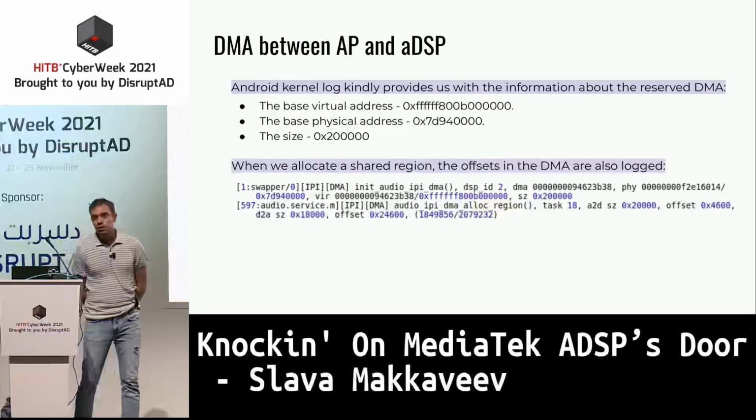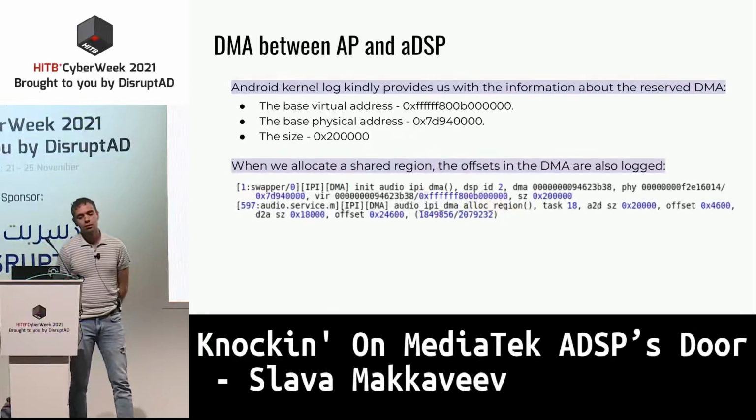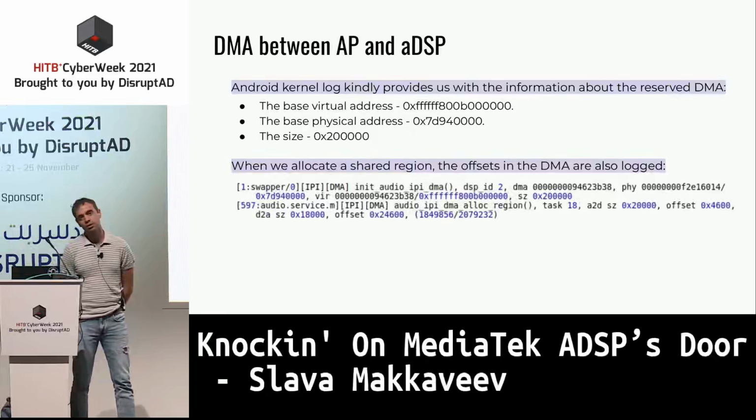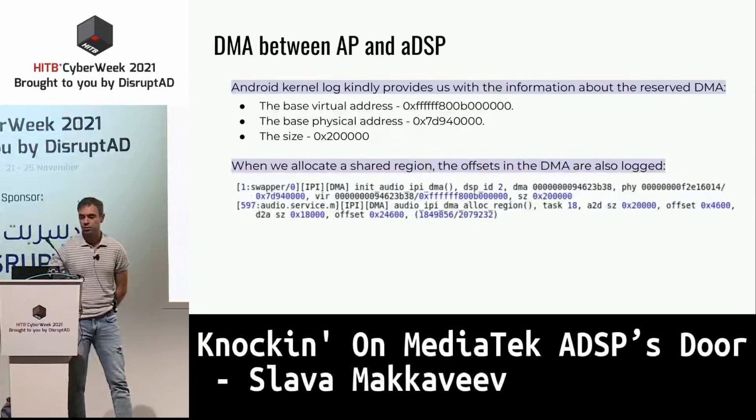Now I will say a difficult thing. The physical address of the shared region, calculated as the base address of the DMA memory plus the offset of this shared region in the DMA, is persistent on the device. It means that if we reboot the mobile phone and then ask to allocate the same shared region, we will get the same physical address. So it's very good, and I will use it in one of the vulnerabilities I will show.